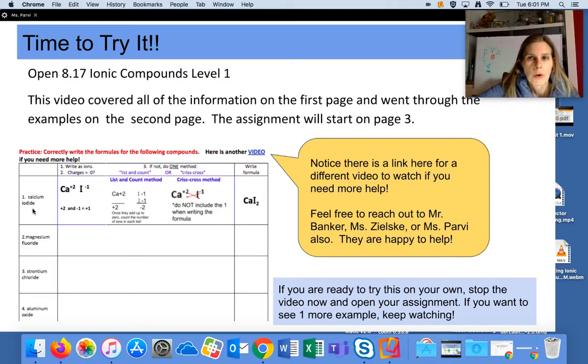Okay, I'm going to go through this first example. Even though it's written on your assignment, I'll go through it step by step to show you how we can do it, and then we'll go through one or two more together also.